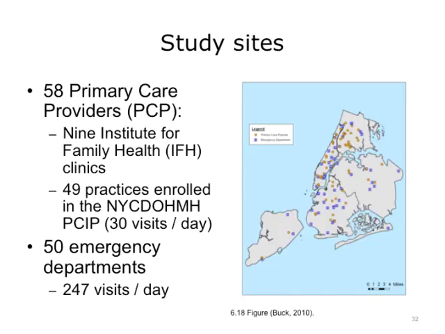The study sites included in the analysis were 58 primary care practices, 9 from the Institute for Family Health, IFH, and 49 practices enrolled in the NYC-DOHMH Primary Care Information Project. These were generally small practices, averaging about 30 visits a day. 50 emergency room departments were included in the analysis, averaging about 250 visits a day. Looking at the map to your right, you can see that the primary care practices and the EDs were similarly distributed across the 5 boroughs of New York City.